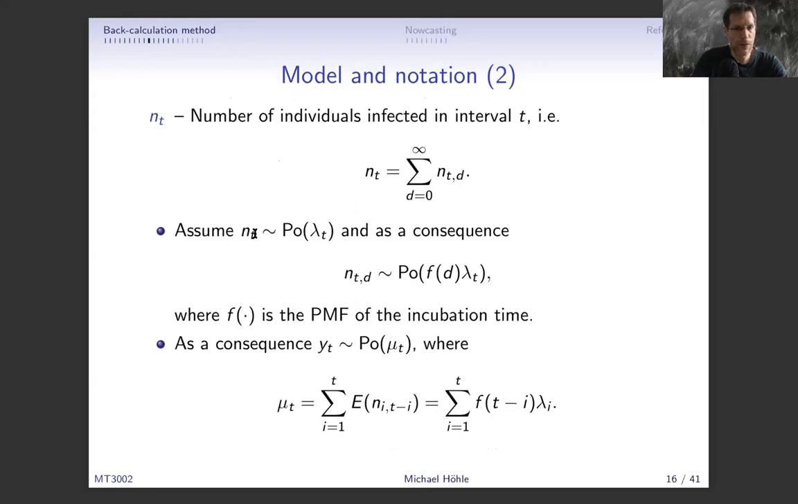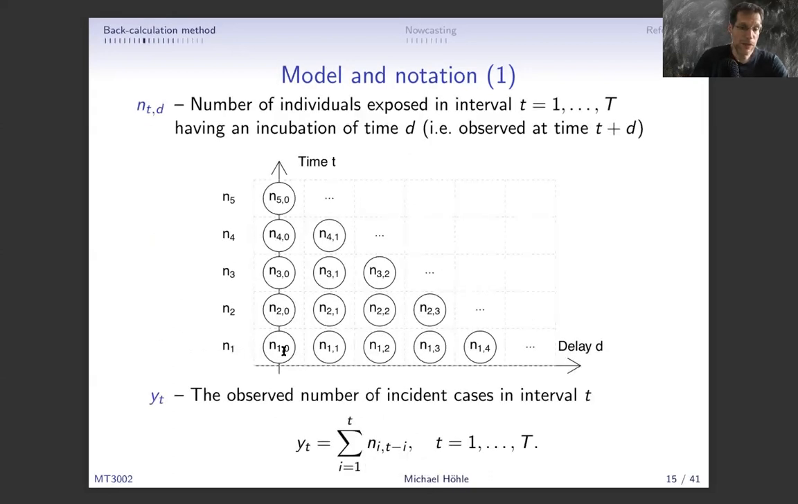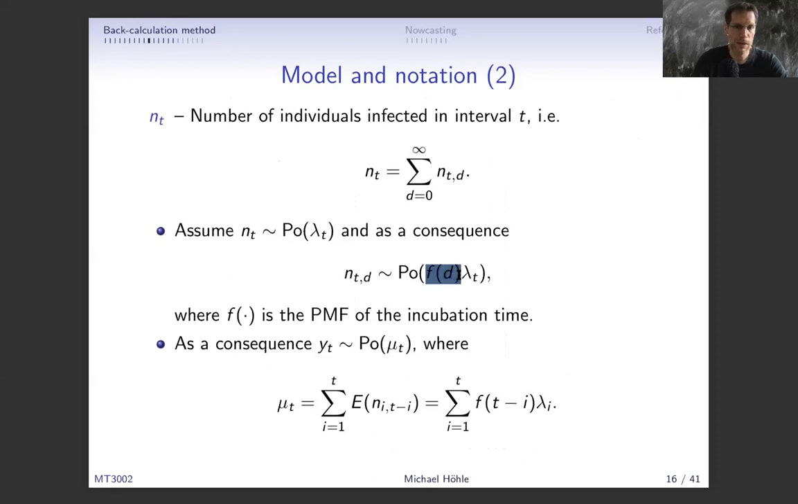So what we will assume is that nt is a Poisson distributed random variable. You might need to look up the Poisson distribution, but we already used that previously in the lecture. It's simply a count data distribution. And if nt is distributed like that, then since we always observe a particular fraction, how many will have their symptom onset at day 0 will be defined by the probability mass function of this incubation time period. For example, f naught times lambda of t of those who have it on the same day. So nt naught will be f naught times lambda of t, and it will be a Poisson distributed random variable, right?